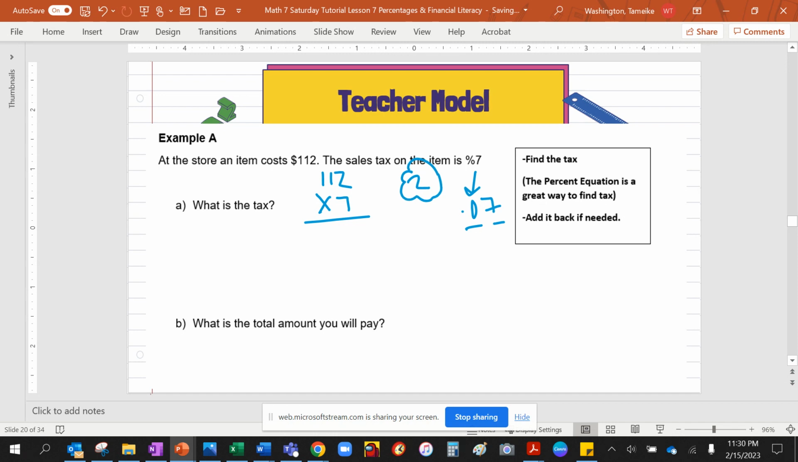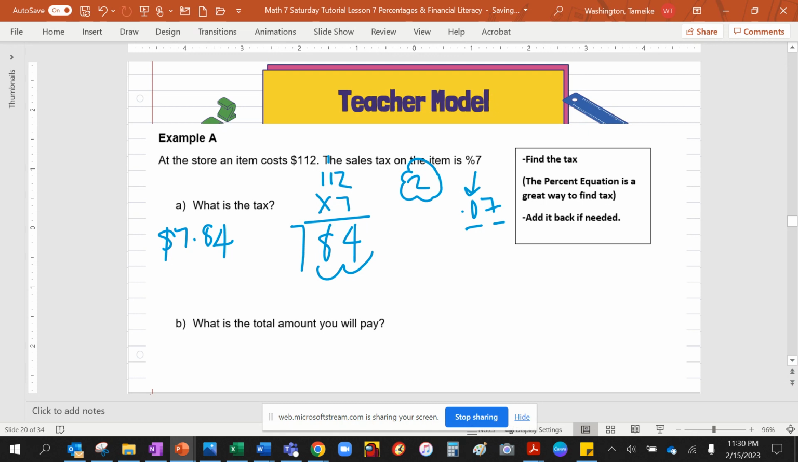The product of 7 and 2, 14, carry 1. The product of 7 and 1, 7, plus 1, 8. The product of 7 and 1, 7. My answer must have two decimal places, so the tax will be $7.84.